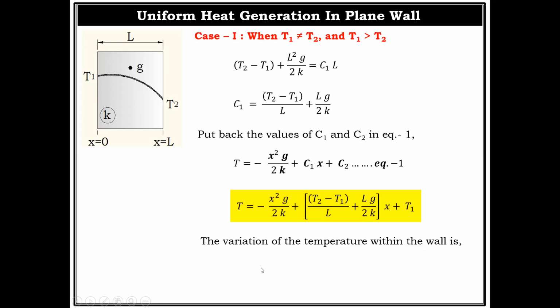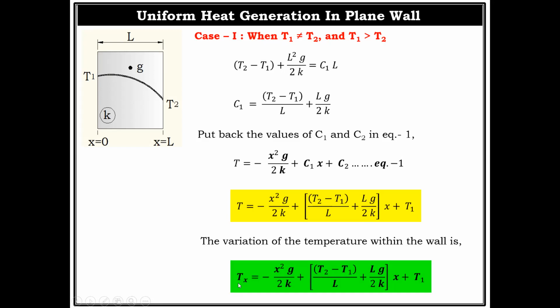So the generalized equation is Tx is equal to minus x square g upon 2k plus, in bracket, (T2 minus T1) upon L plus Lg upon 2k, into x plus T1. So why is this the generalized equation? Because it is very easy to find the temperature of the left face where x is equal to 0 or the right face where x is equal to L.